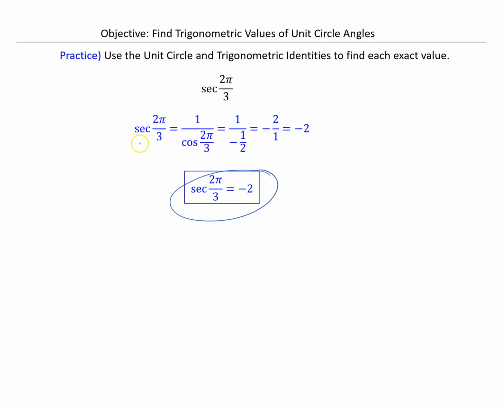Again, we get for secant of 2 pi-thirds, 1 over the cosine of that angle. The cosine of 2 pi-thirds is -1/2 because we're in the second quadrant, and x is negative in quadrant 2. 1 divided by -1/2 would be the reciprocal of -1/2, which is -2 over 1, which is just -2.